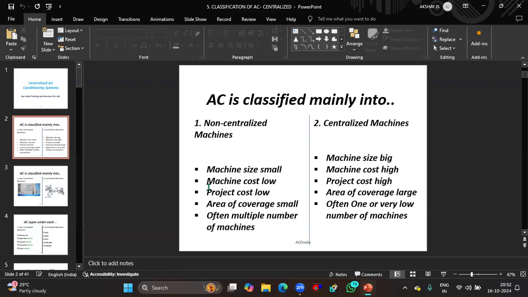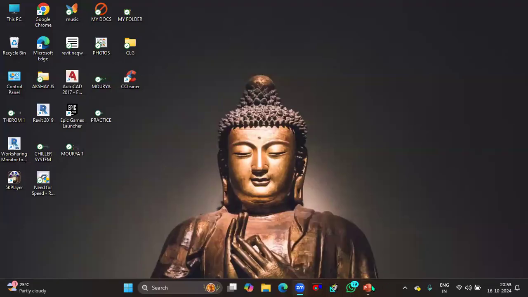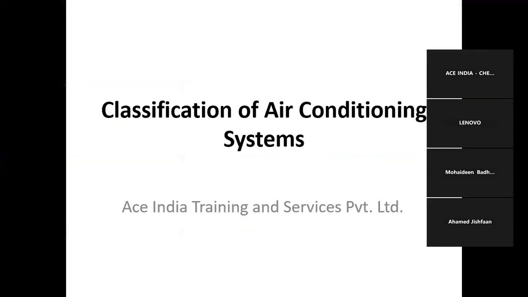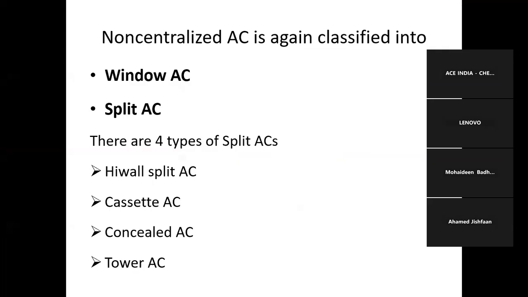Now we are going to study each and every system, every machine or equipment inside both classifications. So let me again start with the non-centralized machine itself. In non-centralized machines, it is classified as window AC, and the next classification is split AC. Among these split ACs, you can see the high wall split, cassette split AC, concealed split AC, and vertical tower split AC. So these are the four types of split air conditioners that we can see inside the non-centralized machines itself. So there are two types of equipment, which are window AC and split AC. Among the split ACs, these are the four types that you can purchase. Okay, that's it.